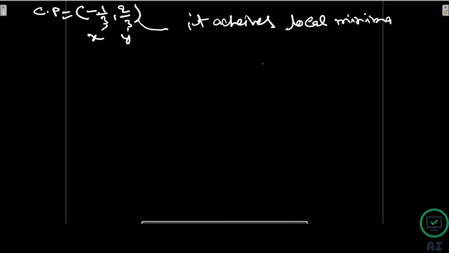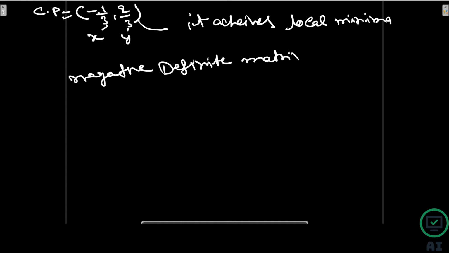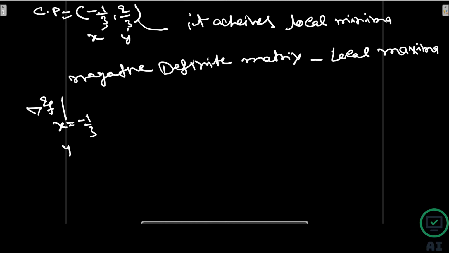I hope you know what is positive definite matrix. I have already explained this concept in my video. You can go and watch this one. And if the double derivative happens to be a negative definite matrix, then we can say that it achieves local maxima. So let's see what is the double derivative of the function at point x equal to minus 1 by 3 and y equal to 2 by 3 to check this one for local minima and maxima.